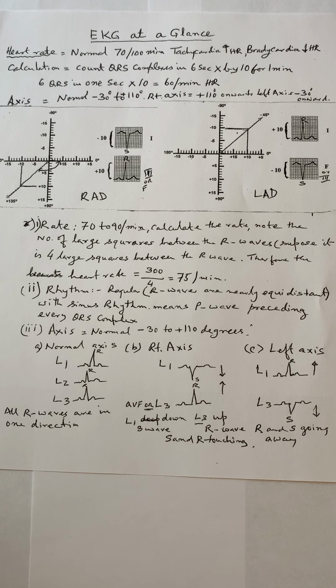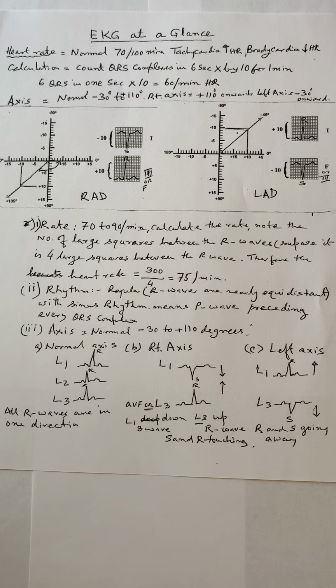This is how you calculate the axis of the heart. In many abnormal conditions, the heart is more on the left side. We call it left axis deviation. If the heart is more on the right side, this is known as right axis deviation.